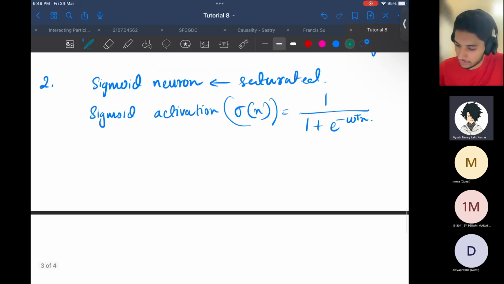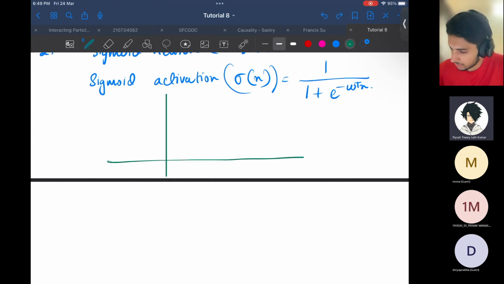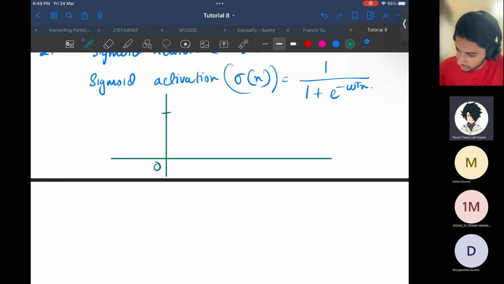So let us draw the sigmoid activation function. So what does it look like? Okay, so I think something like this. So this is your 0, this is your 1. I hope you will agree that the sigmoid activation function takes values between 0 and 1.